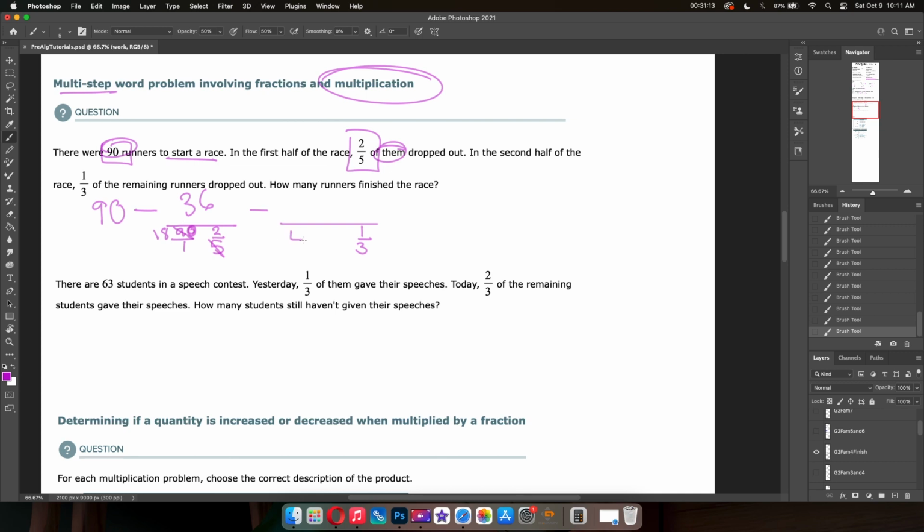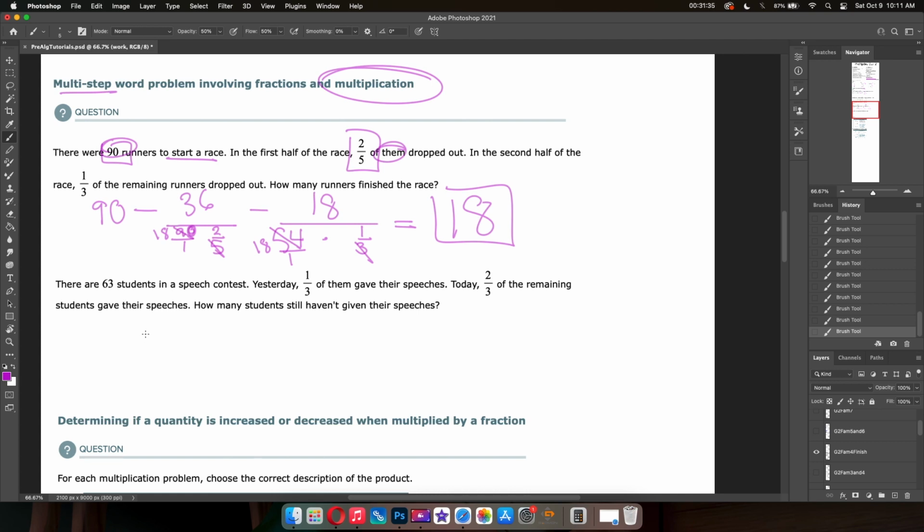54. So 54 is my new number, and now I have 1/3 of those dropping out. So it's 54 divided by 3. Oh, it's 18 again. So what's 36 minus 18? That is 18, and 18 is going to be our final answer.